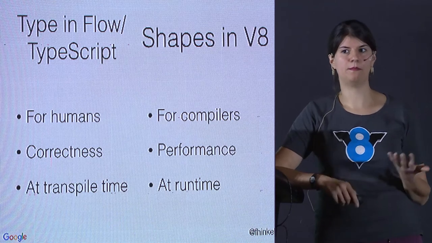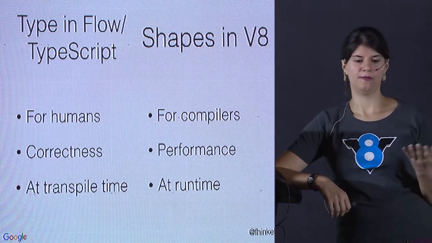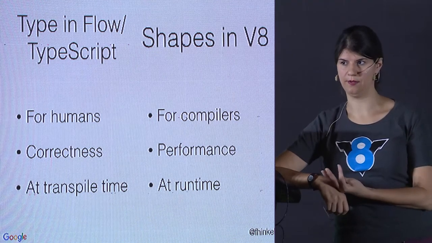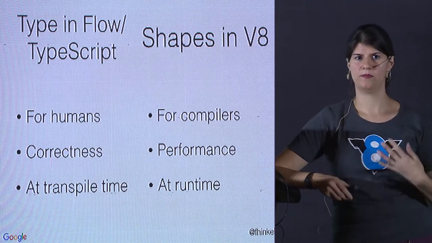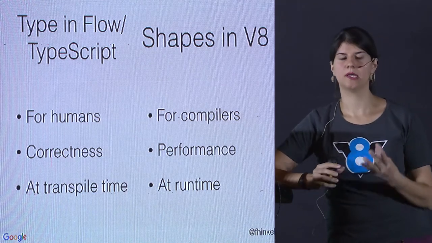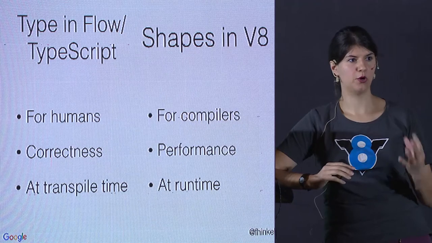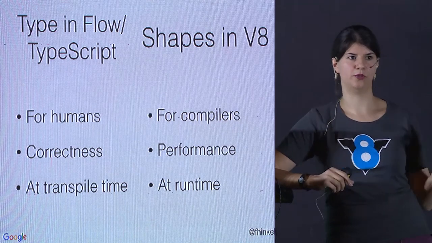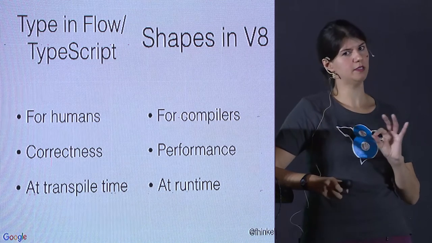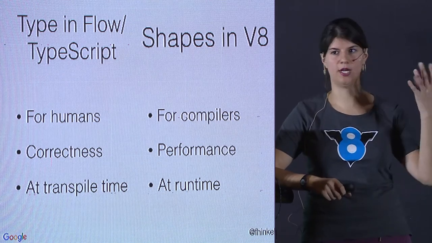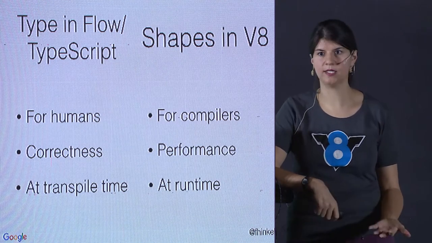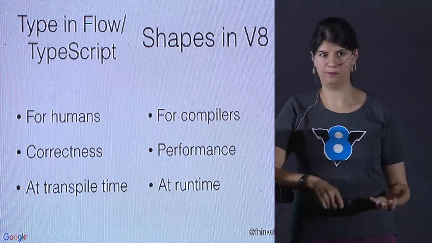The shapes or maps in V8, they are not for the developer. They are internally for the compiler. So they don't help us or the JavaScript developer to avoid bugs or to make the code better readable. They're just there for the compiler. And they're not helping with correctness. You can switch the shapes just as we saw before, and your JavaScript is still executed correctly. They only help with performance.